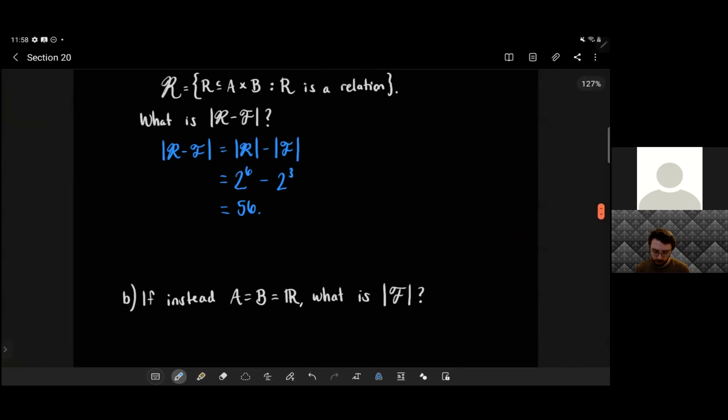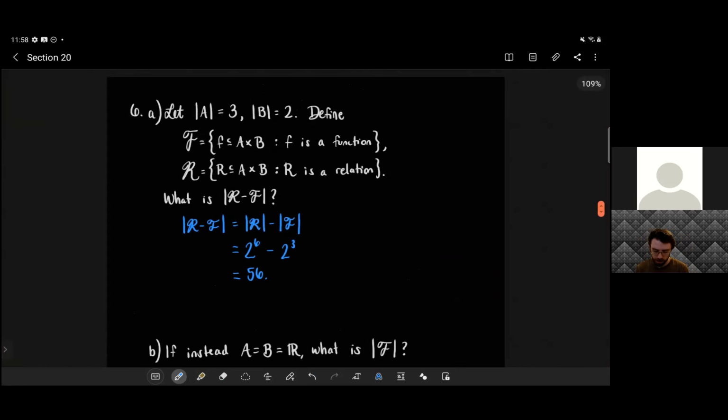Right? If we change the question, though, and ask, what if we're not working with finite sets anymore? That was straightforward because we only had 3 elements in one and 2 in the other. What if you're dealing with the entirety of the real numbers? Okay, so I actually ask a simpler question, not what's the cardinality of R minus F, but what's just the cardinality of F. So how many functions are there from the real numbers to the real numbers?